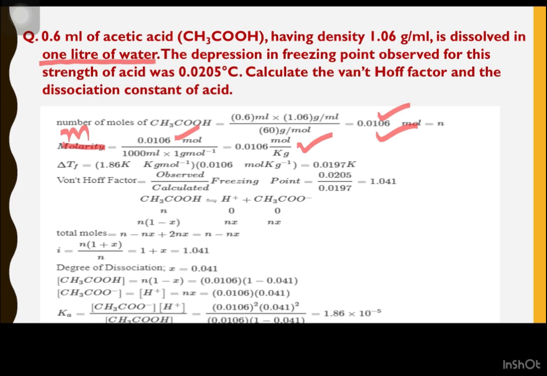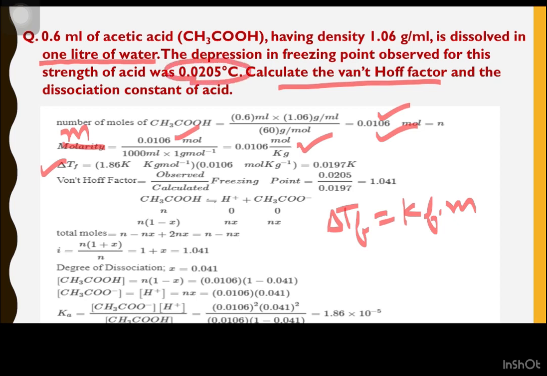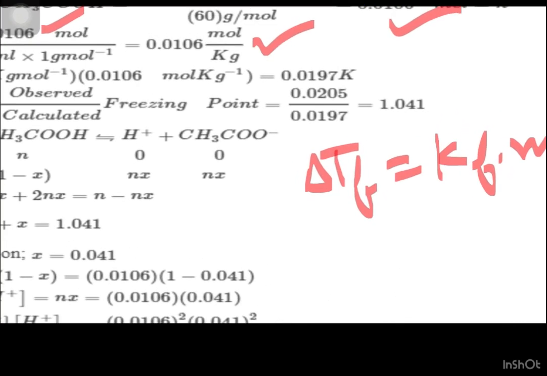Now how to calculate van't Hoff factor i? That is the first part. Delta Tf is calculated using the formula delta Tf is equal to Kf into molality. All the values are given to you. Still they are not taking this delta Tf, they are calculating it. Once you calculate, then you can take the ratio. This was given, this is calculated, you can see there is a difference. And when they find out the ratio, that is 1.041, this is the value of van't Hoff factor i.